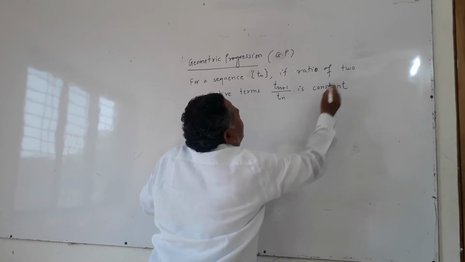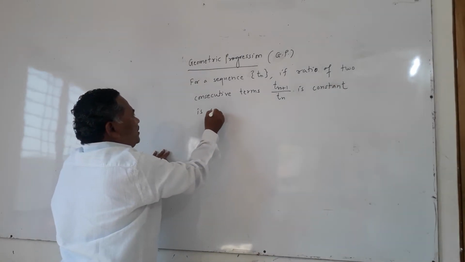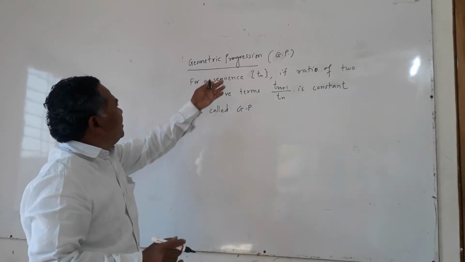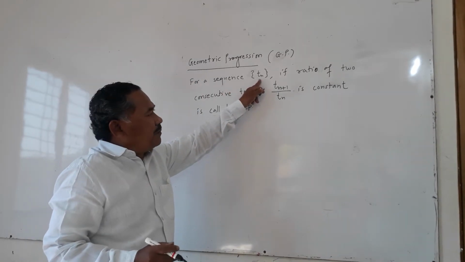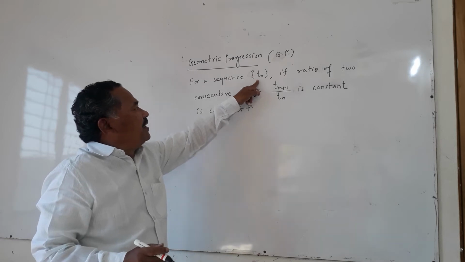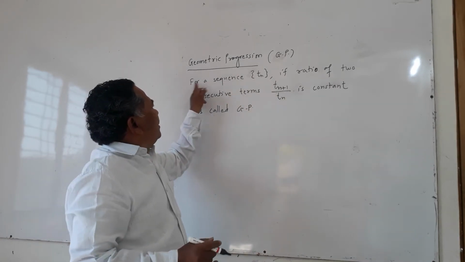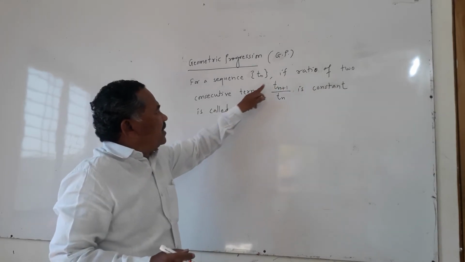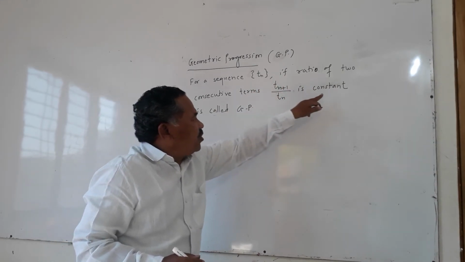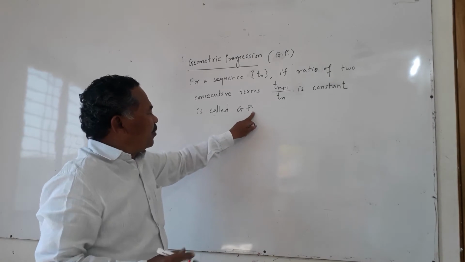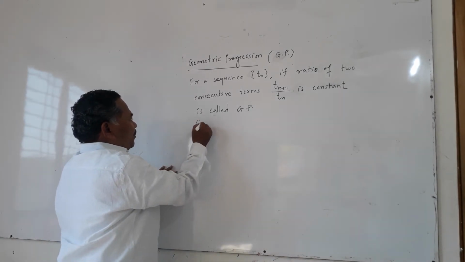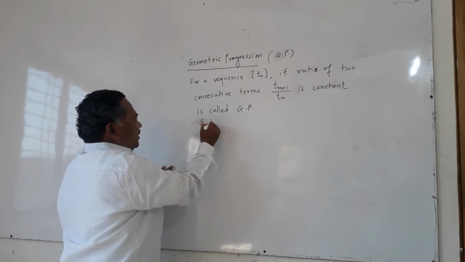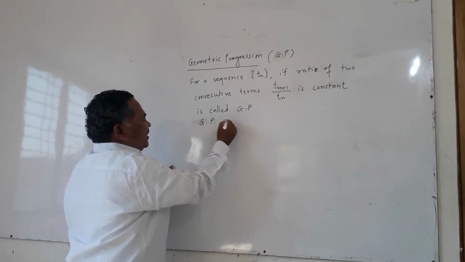Remember, the ratio is constant. This is called geometric progression. Remember, that is a very simple definition. For a sequence Tn, you remember this is a method of writing a sequence. For a sequence Tn, if the ratio of two consecutive terms, Tn plus 1 upon Tn, is constant, it is called geometric progression.